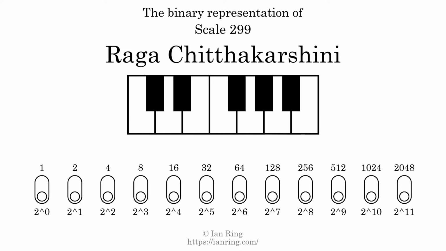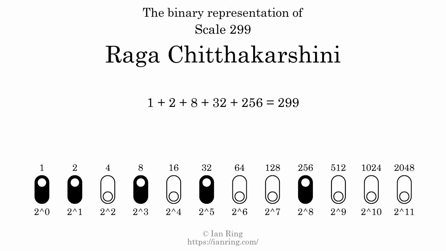The binary representation of this scale is determined by mapping tones of the scale to binary digits. Each binary digit represents a power of 2. To get the scale number, we add the powers of 2 together. The powers of 2 that are present in the scale, all added together, equals 299. That is why the scale number, in decimal, is 299.